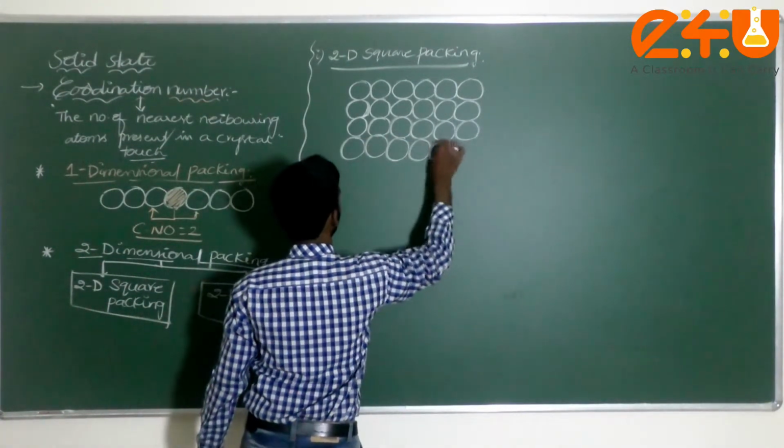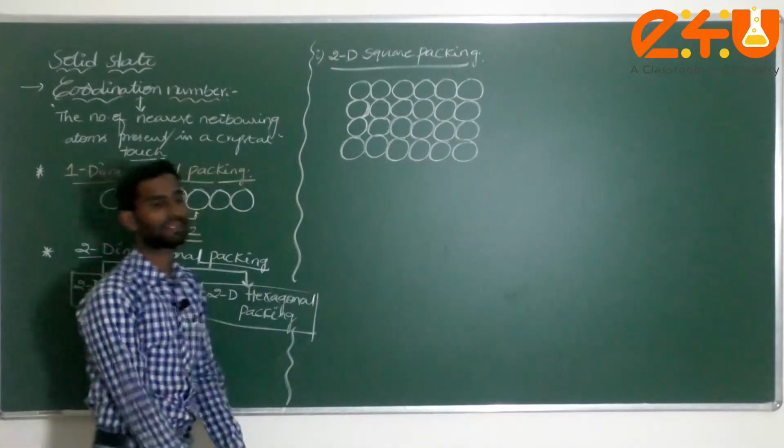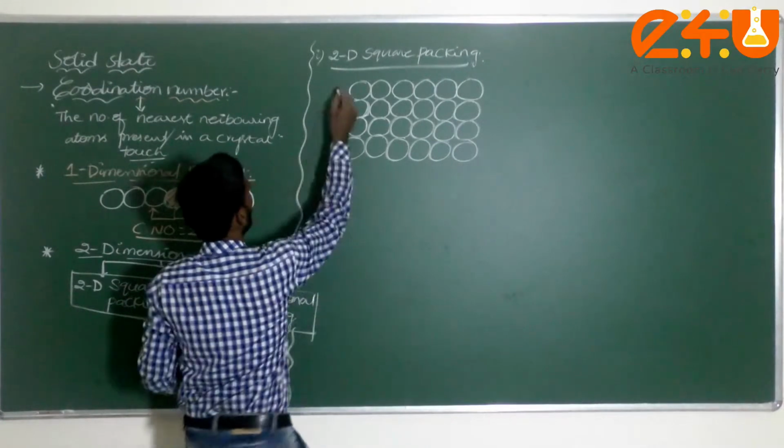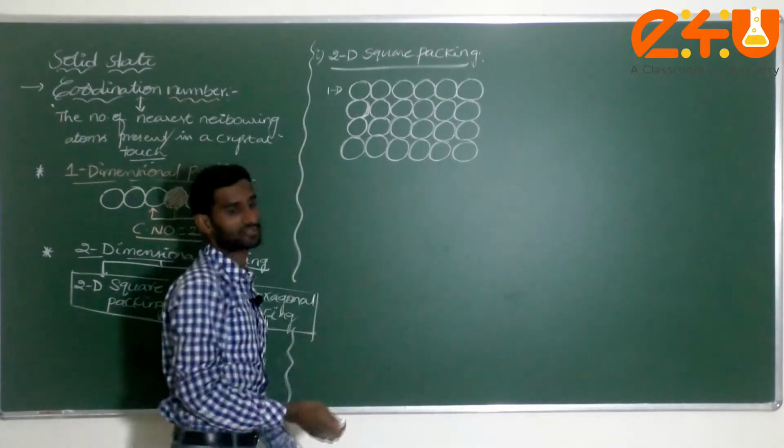Just have a check, dear students. No need to get any confusion here. Am I correct? Okay. Now if you check it here, this is called a one-dimensional layer. This is, dear students, one-dimensional.